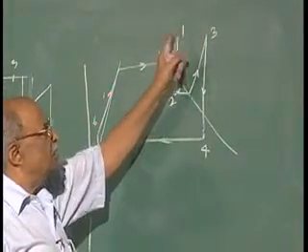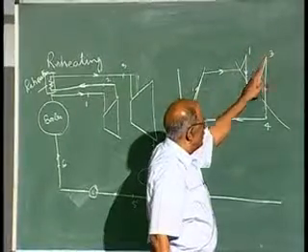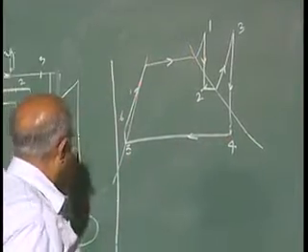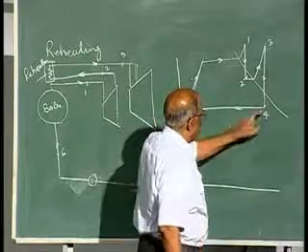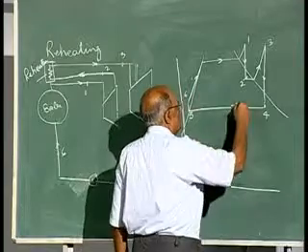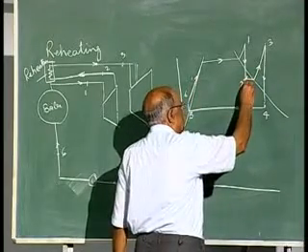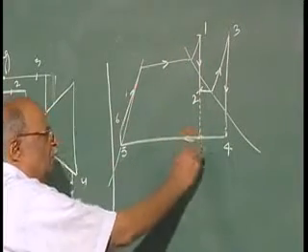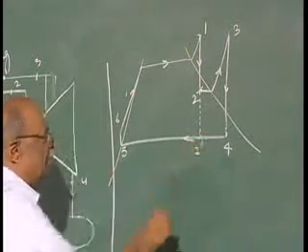Temperature T3 is almost the same as temperature T1. Then from 3 to 4, it again expands in the low pressure turbine. This is the high pressure turbine, this is the low pressure turbine, and from 4 to 5 the steam goes to the condenser, where it loses heat.